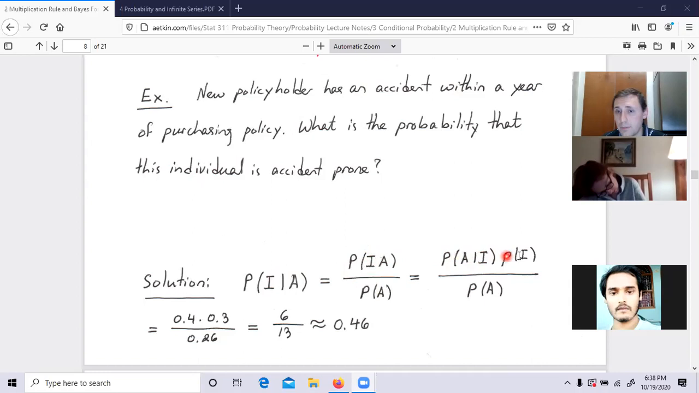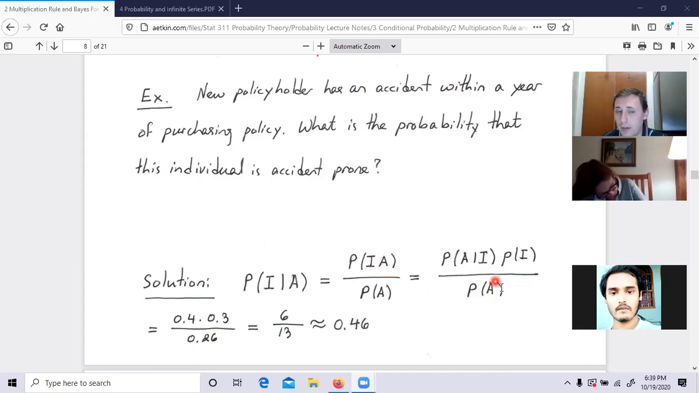Everybody sees this is an important trick. You can always do that. The intersection, I can choose which is going to be my unconditional probability and which is going to be the conditional probability. So I choose, because I have information about it, to read it like this: first, probability of I, then probability of A given I. Multiplication rule again. And I already calculated the probability of having an accident.